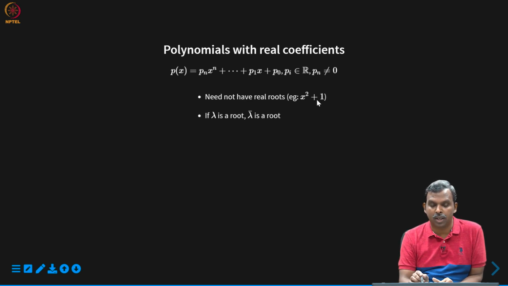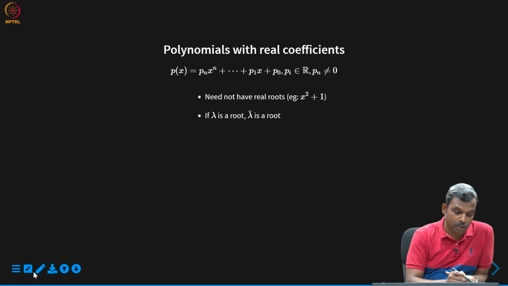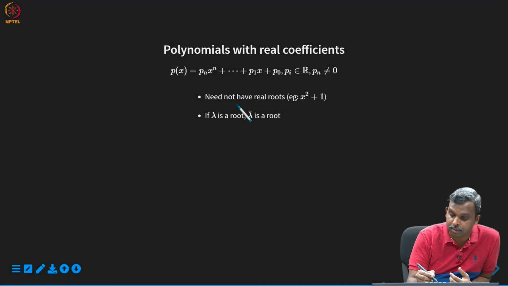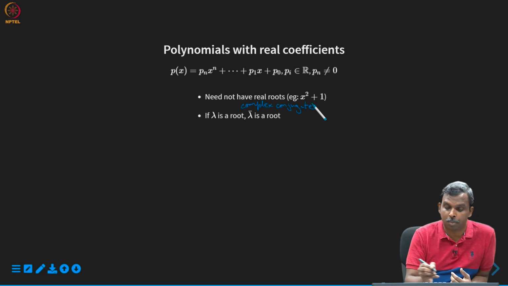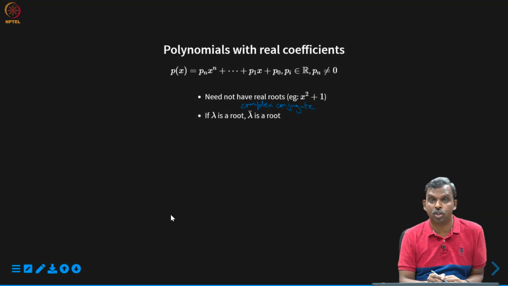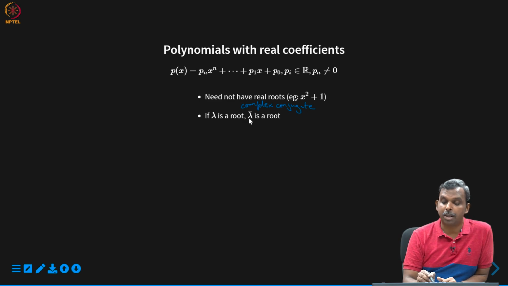It's possible. However, if you have a complex root or any root for that matter, then the complex conjugate, lambda bar, is also a root. Let me write down what lambda bar is. This is the complex conjugate. You know what complex conjugate is? A plus i b, the conjugate of that is a minus i b. If lambda is a root, lambda bar is also a root.